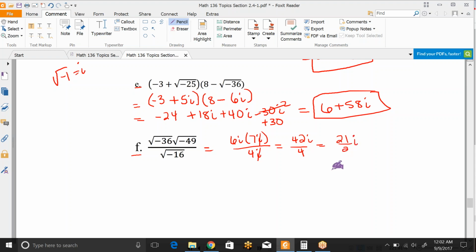But we want to write it in standard form. So since there's no real part, we put a 0 placeholder in for that.